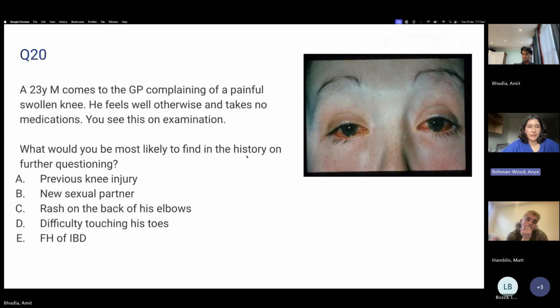Last one from me. A 23-year-old male comes to the GP complaining of a painful swollen knee. He feels well otherwise and takes no medications, and you see this on examination. What would you be most likely to find in the history on further questioning?